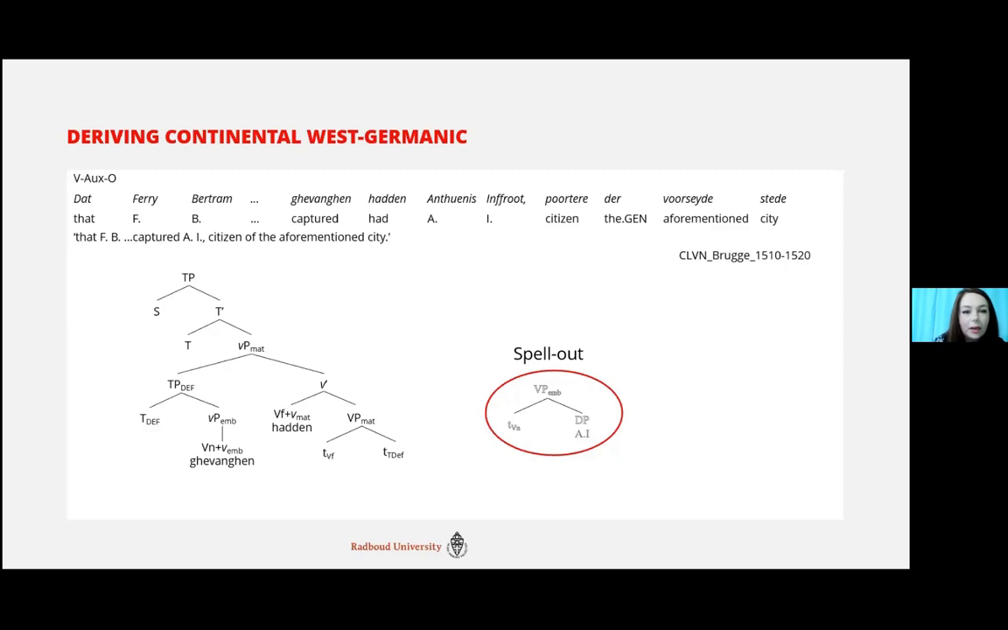The example here is "Antonis Infroot, Portrait der Versailles Steden." That's already quite a heavy object, but this is one of the shorter ones that I selected so that it would fit on the slide. Sometimes these objects can go on for 2, 3, 4 lines. So that might be the reason why they are lined up at the end of the clause.